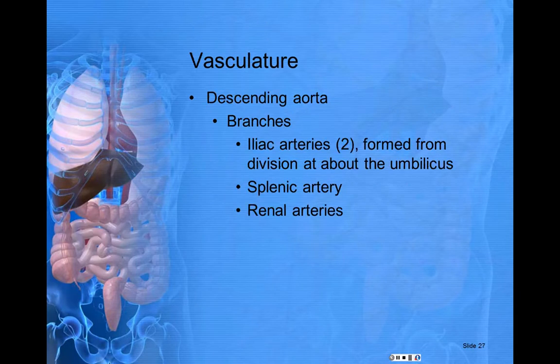The vasculature in the abdomen includes the descending aorta. It branches into the iliac arteries, of which there are two. They're formed from the division at about the umbilicus. There's the splenic artery and the renal arteries, as we are going to be listening for bruits of these arteries.